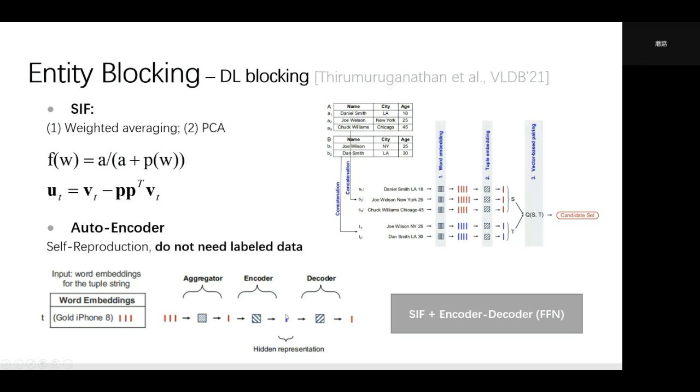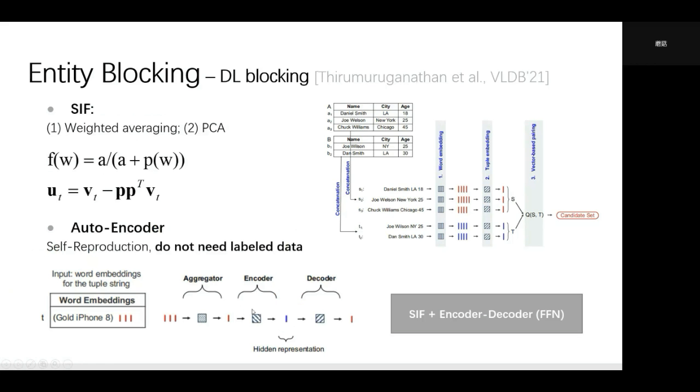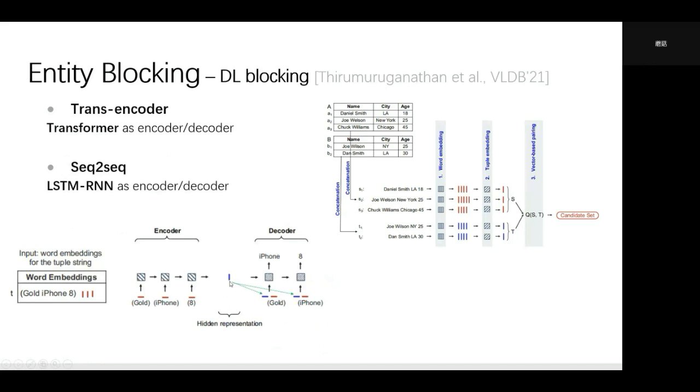Okay, in the autoencoder, the encoder and decoder are implemented by the feed-forward network. But we can also replace the feed-forward network of encoder and decoder with transformers, which we'll discuss later. The DER blocking also adopts a sequence-to-sequence model to replace the computation. So the transformer replaces the layers, which contains four components.